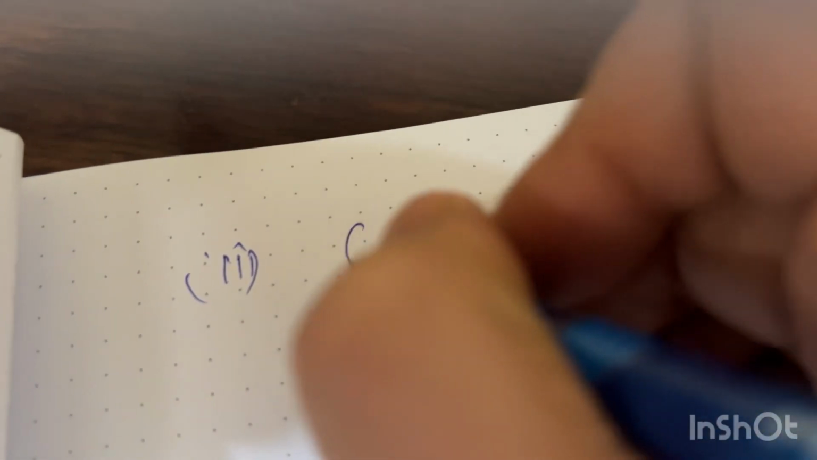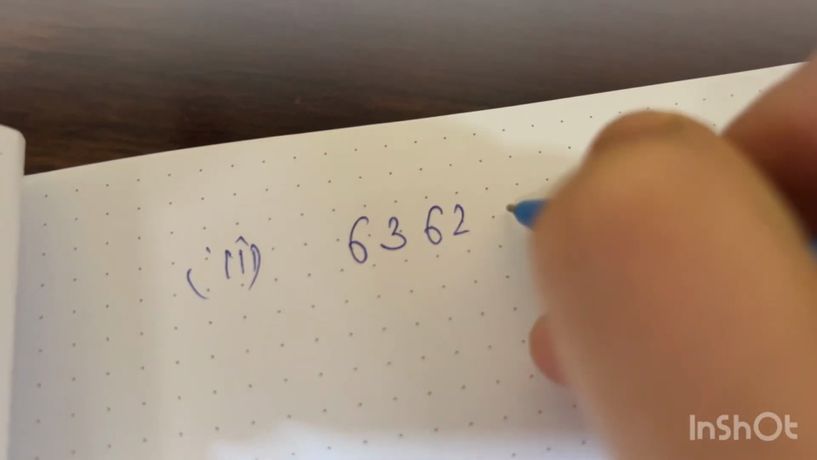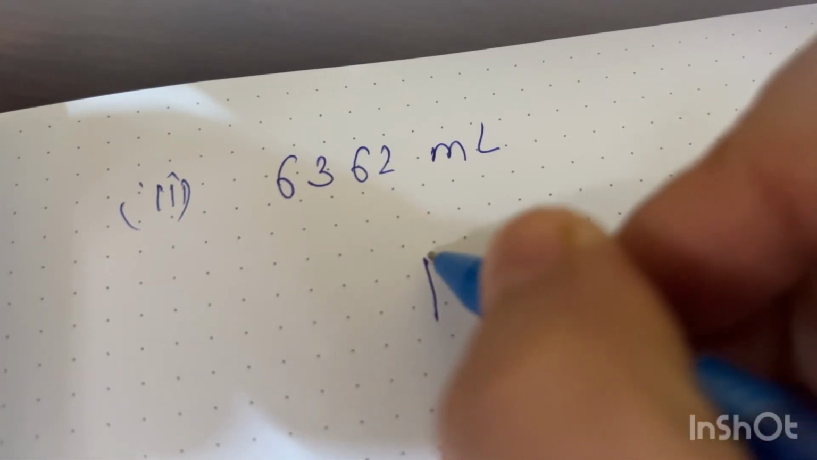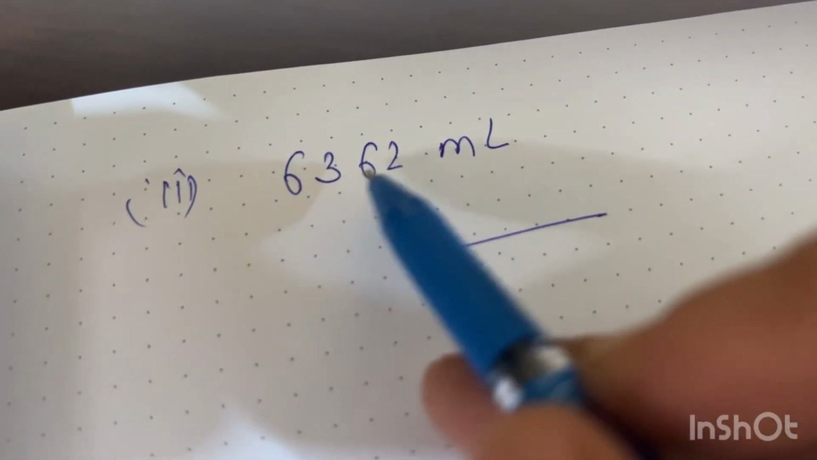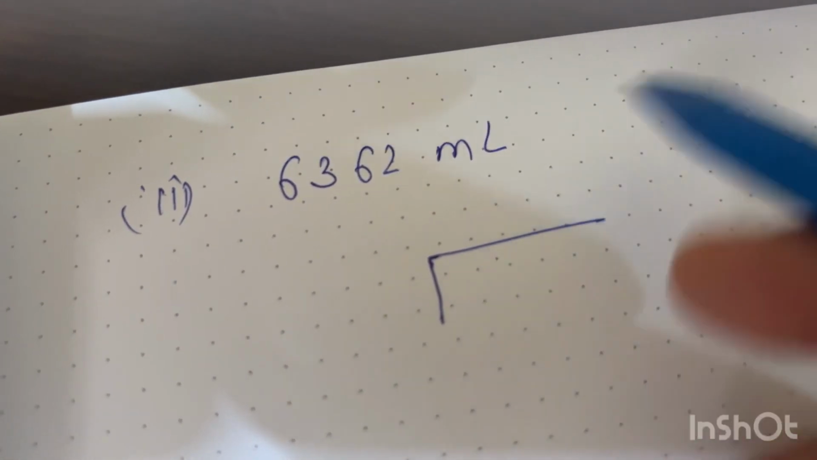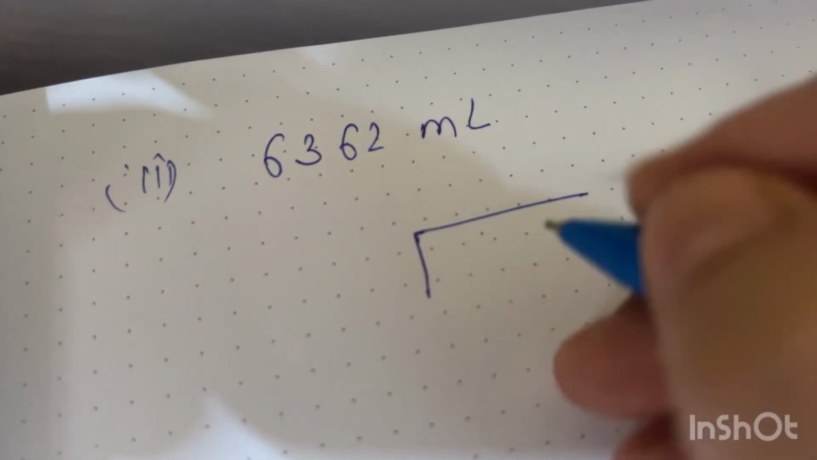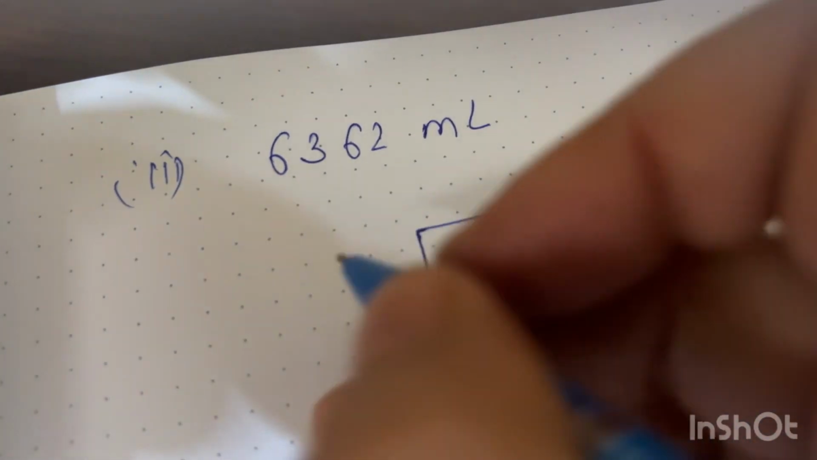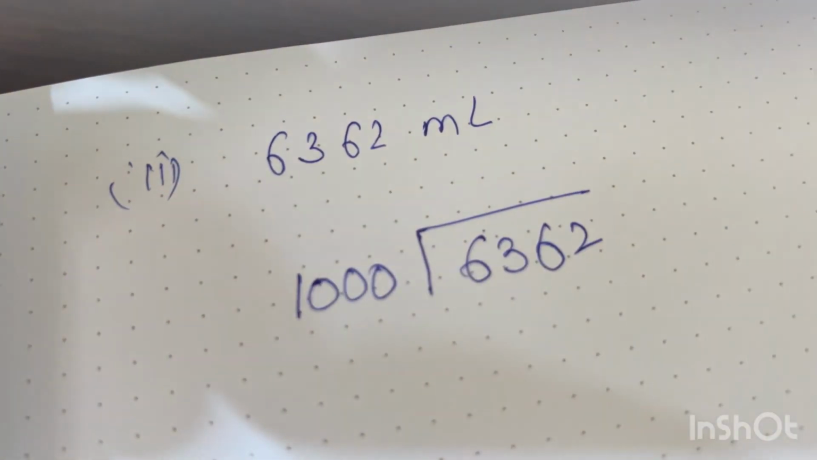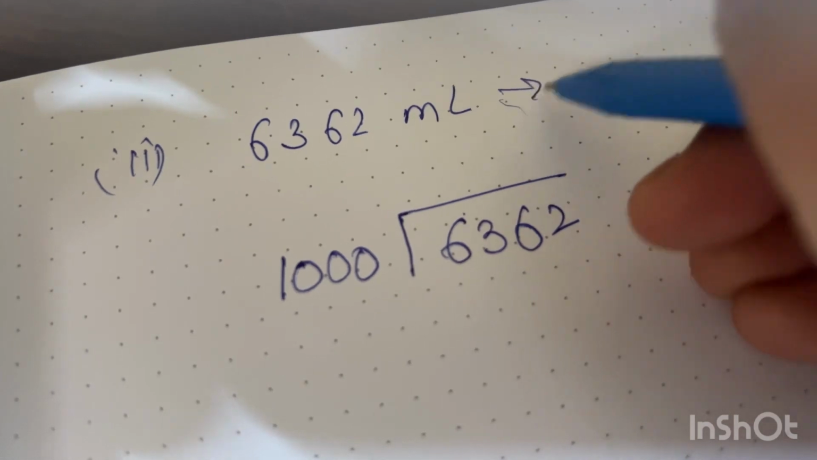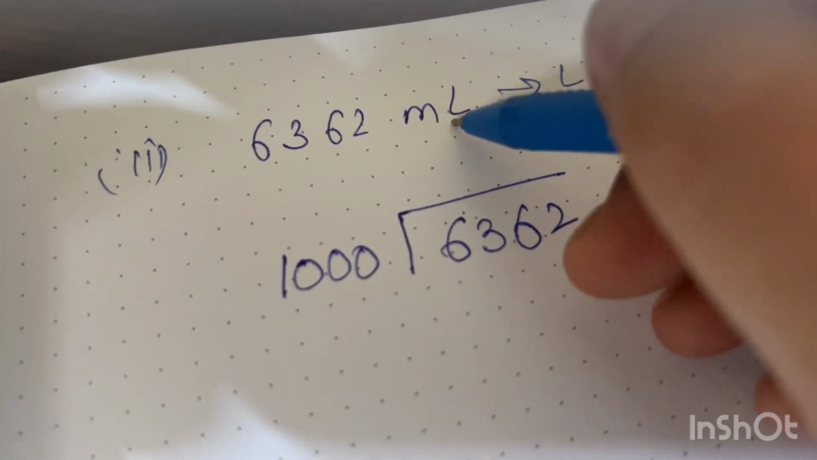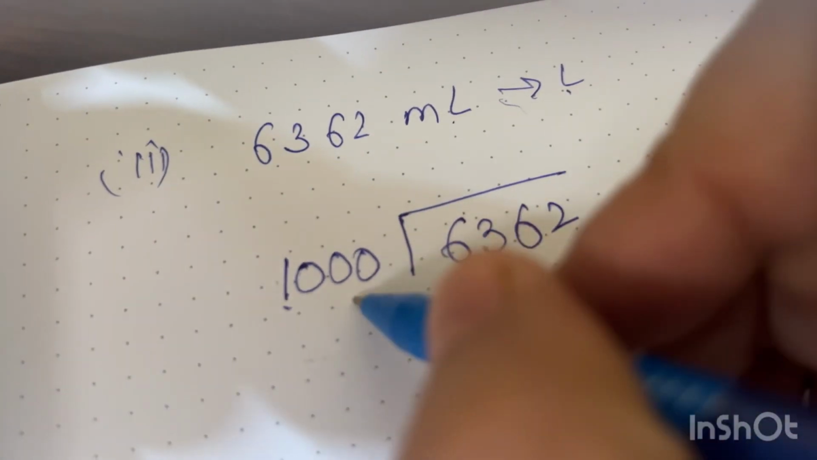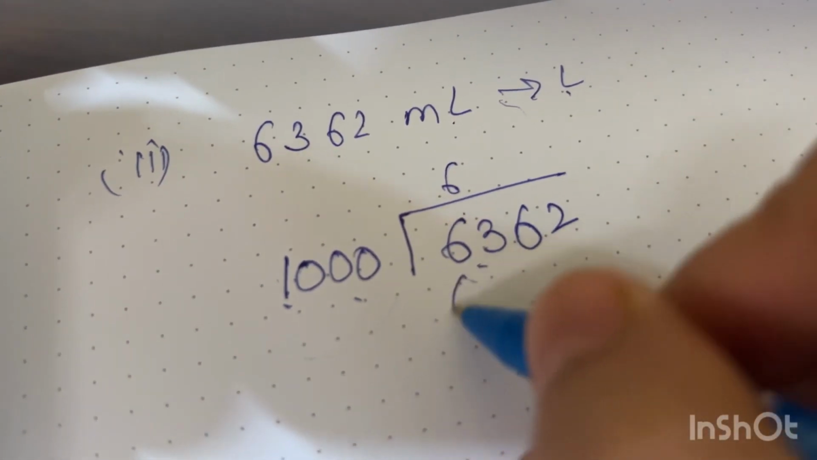6362 milliliters. Again, let us apply the division method. Now you can see there is no zero over here, so we cannot use that method of cutting the zeros. So we have to divide it. We put 6362 as dividend and 1000 as divisor. When we are converting milliliters into liters, we have to divide by 1000. So 1000 sixes are 6000.